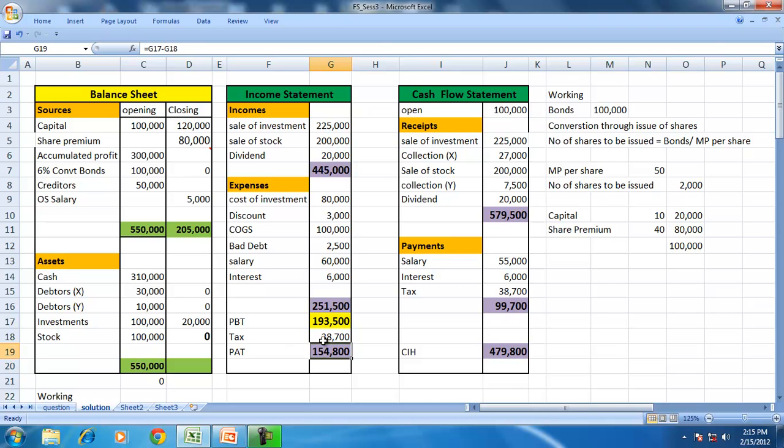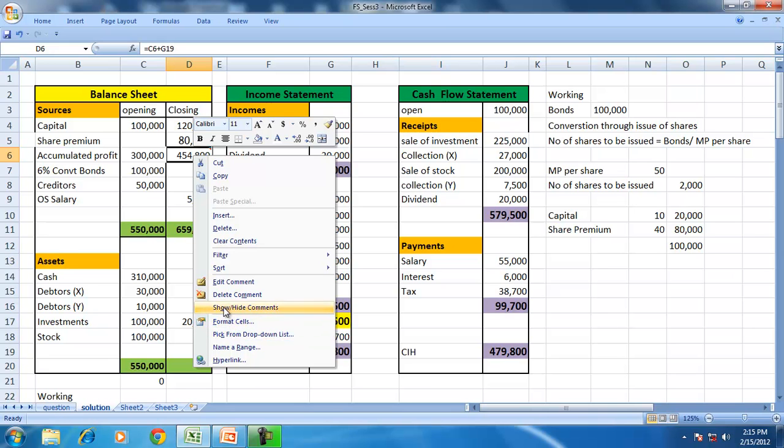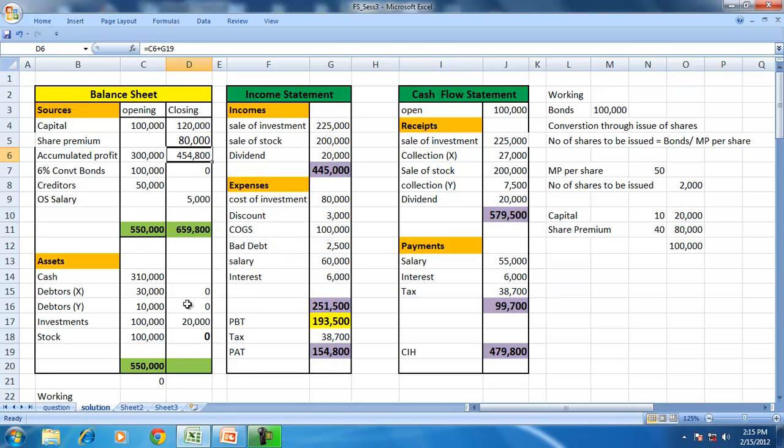For the time being, ignoring the dividend, let us assume that we paid the interest and retained the entire profit. Therefore the accumulated profit goes up. So accumulated profit increases, assuming that the entire profit has been retained.